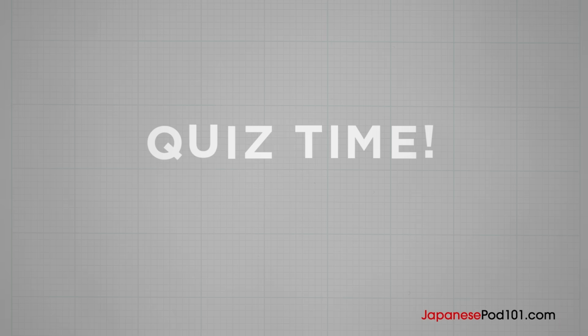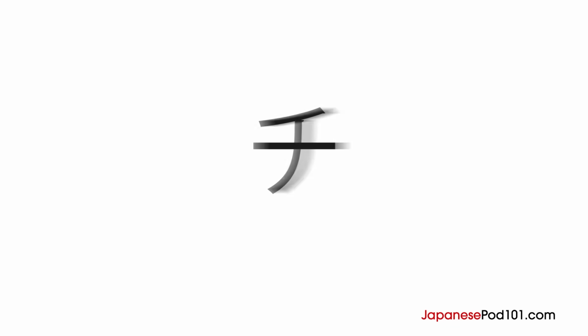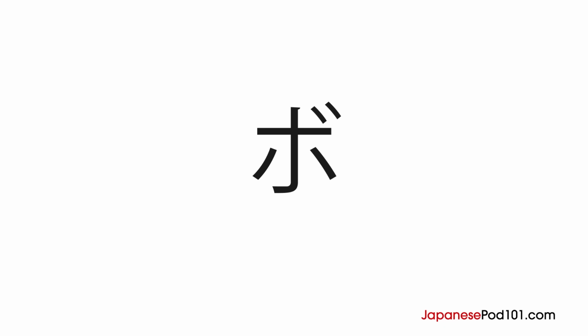Now, let's review what you've learned. I'll show you a character or a word and give you time to say them. Ready? Mi. Ta. Which one is the katakana mu? It's this one. It's the first character I taught you. A. Chi. Mo. Bo.